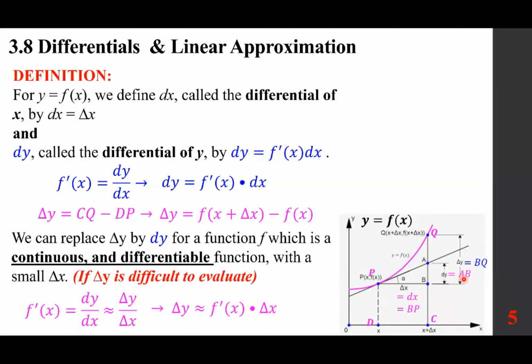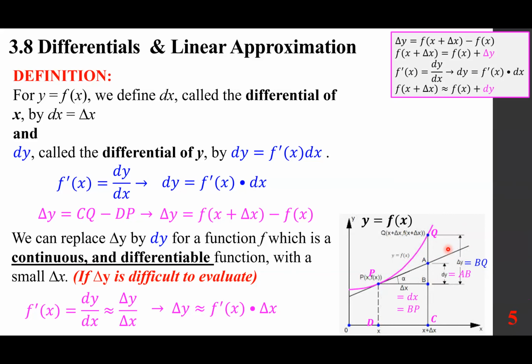So what we are saying is that dy, this distance, is different than delta y, which is this distance. They are not the same. But we can approximate delta y by dy as long as this distance, delta x or dx, is small. The smaller the delta x or dx, the better this approximation.